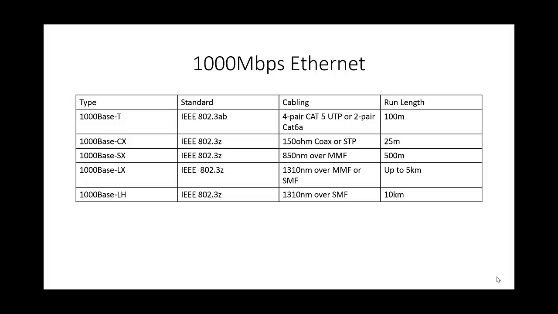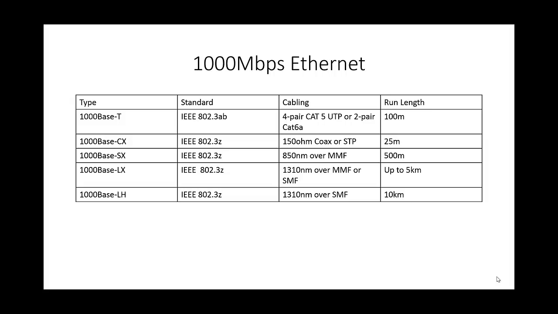So you've got the shortwave fibre, 1000 base SX. This uses shortwave infrared in multimode fibre-optic cabling with run lengths of up to 500 meters. 1000 base LX, or long wave fibre, uses long wavelength infrared in multimode or single mode fibre-optic cabling. SMF supports run lengths of up to 5 kilometers.